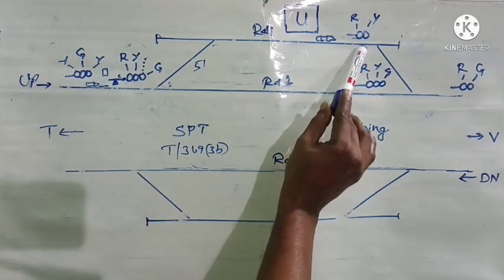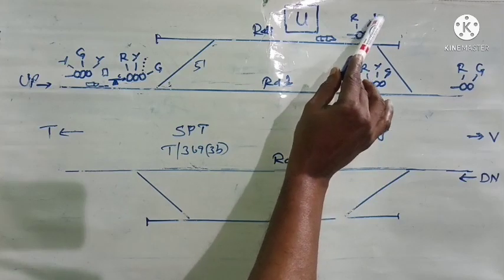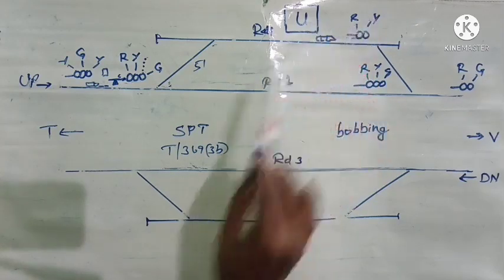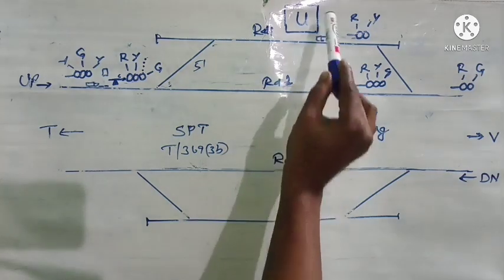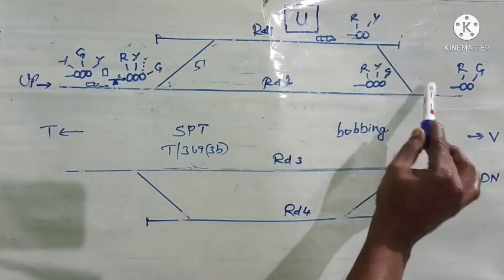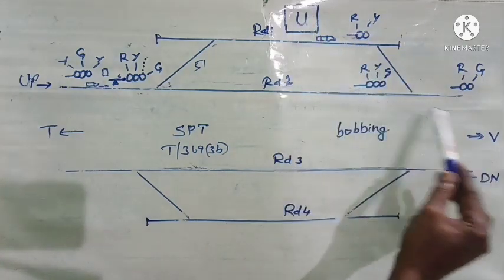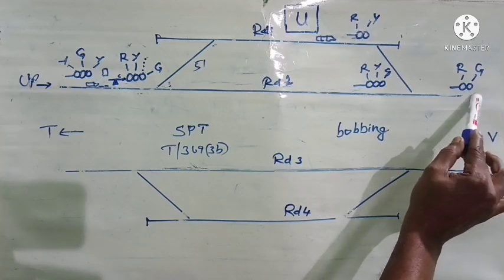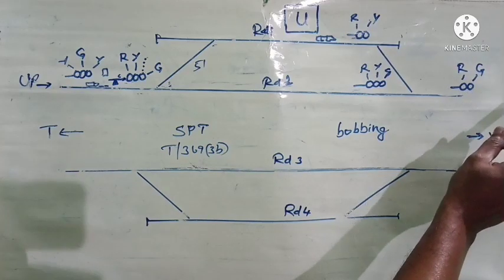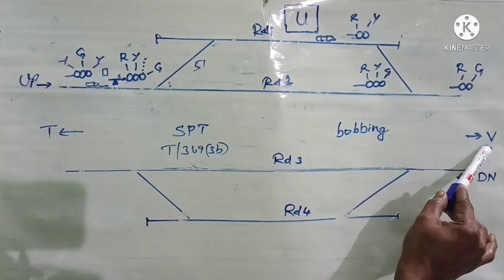Fortunately, after waiting for about 60 seconds, the yellow aspect became steady. Now the loco pilot can start his train and proceed. Now our train has left station U and it is in the block section. After passing the advanced starter, it is proceeding towards station V, and we will see what happens to our train at station V in our next video, that is session 15.